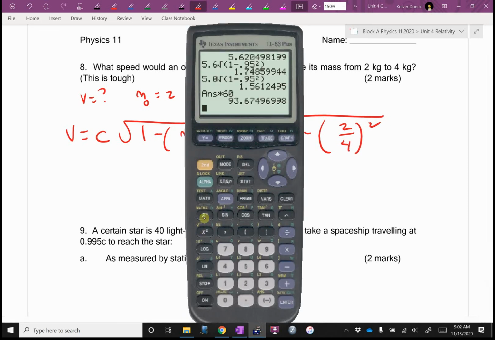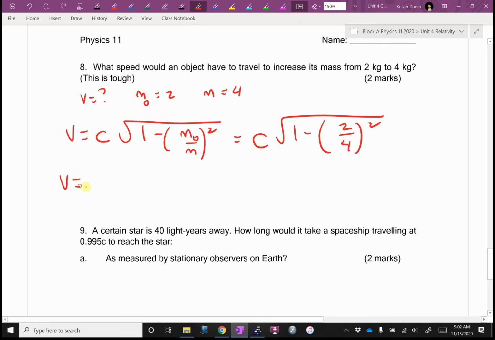I would just go square root of 1 minus 0.5. I went 2 divided by 4 in my head. It's 0.5. So this is 86.6% of the speed of light. If you said v equals 0.866 c, or 86.6% of c, I would give you full credit.